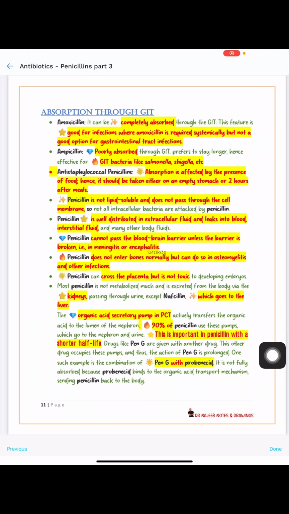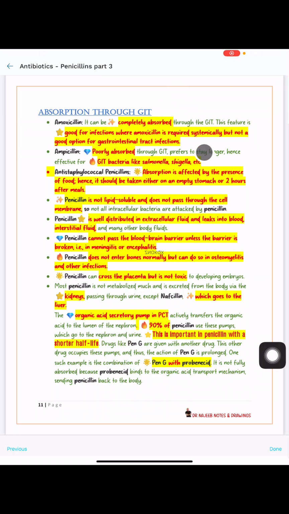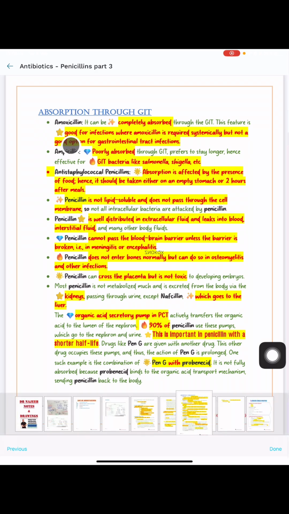We had seen that amoxicillin has very good absorption into the GIT, but ampicillin doesn't. So amoxicillin is completely absorbed, good when amoxicillin is required systemically, but not a good option for GI infections because the GI infections will still thrive. Ampicillin is poorly absorbed through the GIT and stays longer, hence efficient for GI bacteria like Salmonella and Shigella.